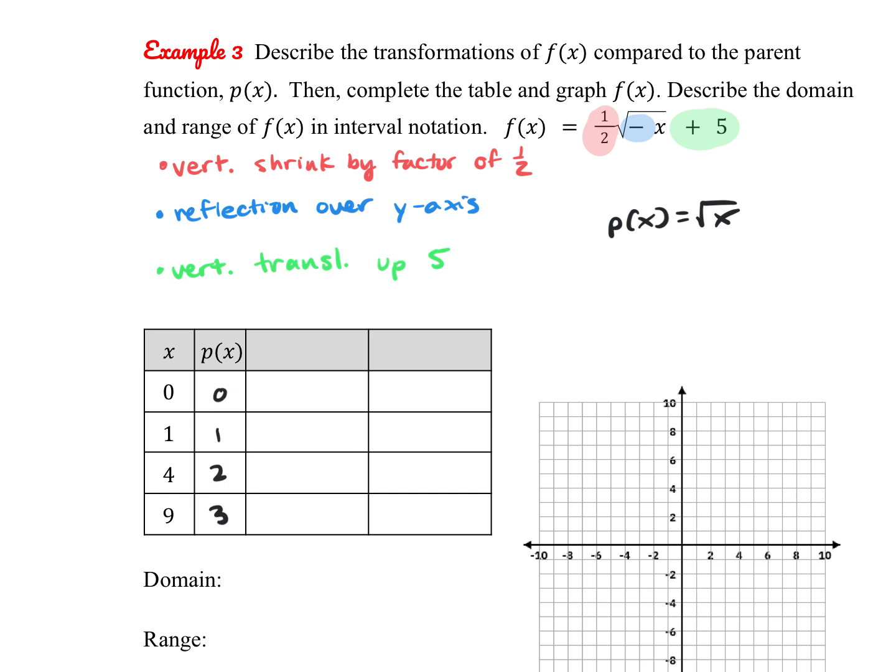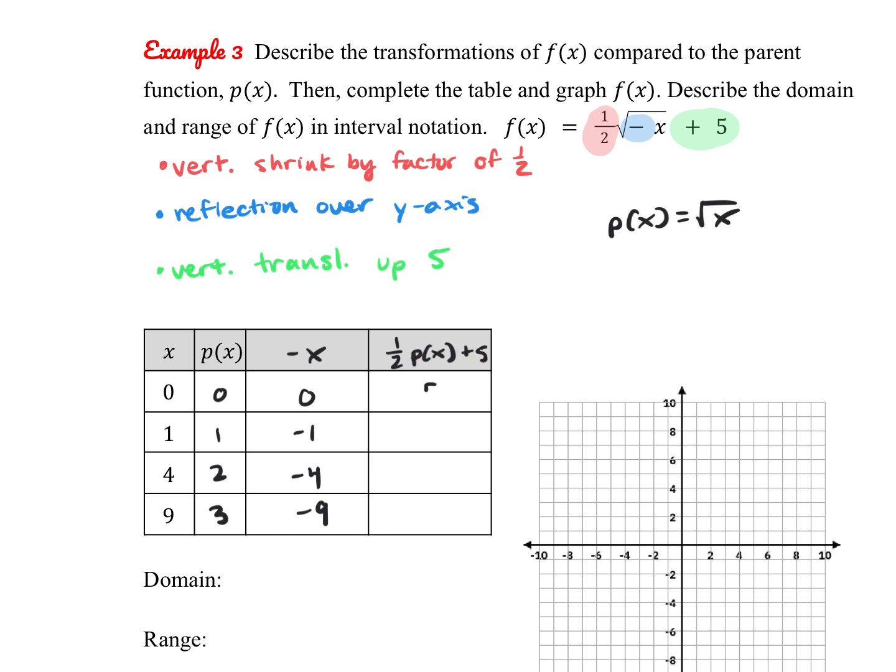The only horizontal change we have is that reflection, so it's going to become -x. And then we have 2 vertical transformations. We have the 1/2, so we're going to do 1/2 times p of x, which is the y values for my parent function, and then I'm going to add 5 after. So for my x values again, multiply them all by -1. And for my y values, I'm going to multiply them by 1/2 and then add 5.